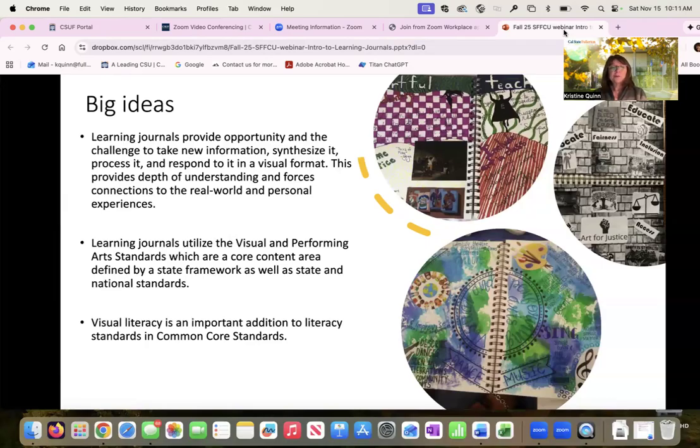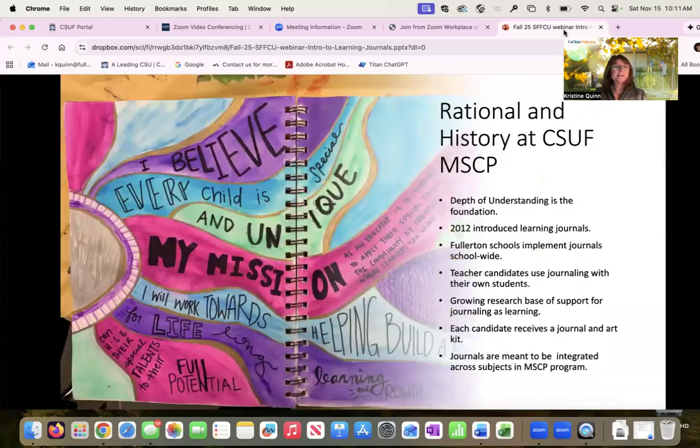Visual literacy is also an important addition to the literacy standards in the Common Core standards. So you're going to see in the Common Core standards that students should be able to use images to use their visual literacy skills as well. So all of these ideas are standards-based.